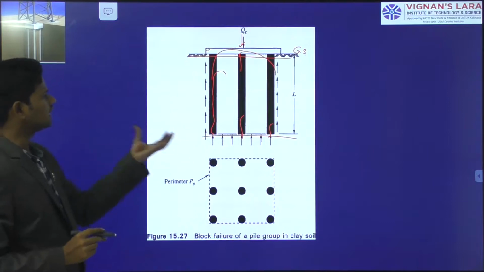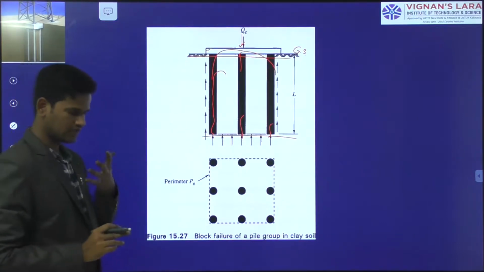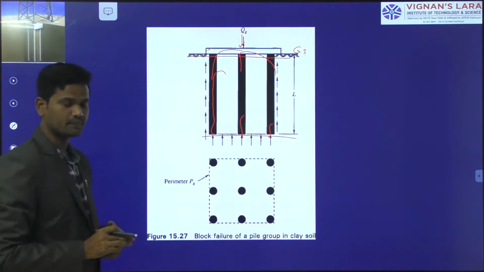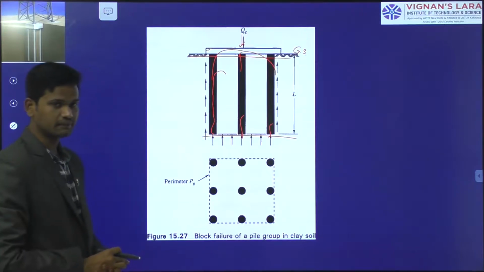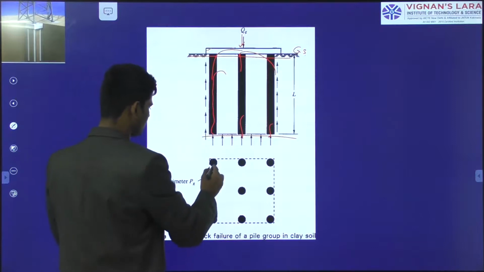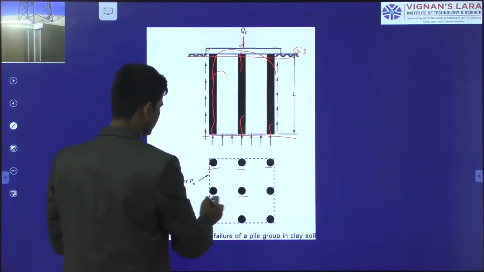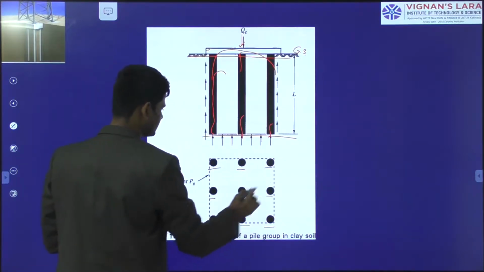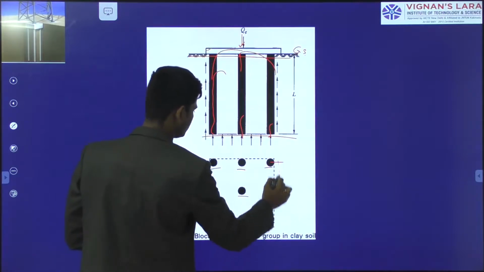And based on what type of pile you are giving, either end bearing pile, friction pile, or compaction pile, the load carrying capacity may increase. This is the perimeter of the block, that means how many piles you are providing into the underground surface and what spacing you are providing for the individual piles.